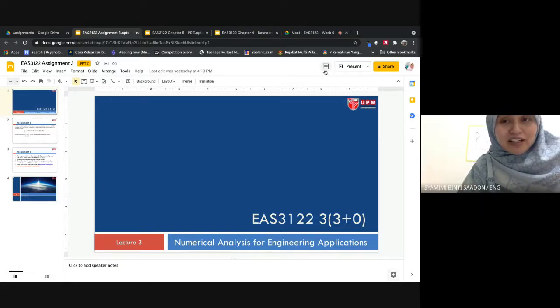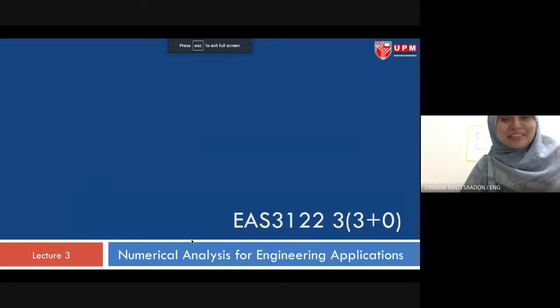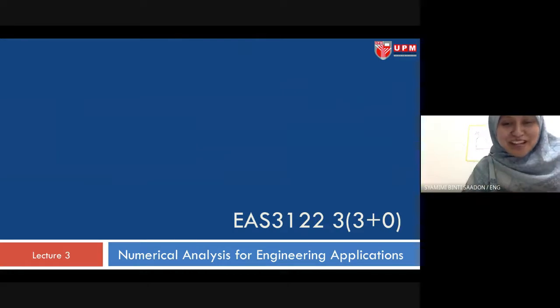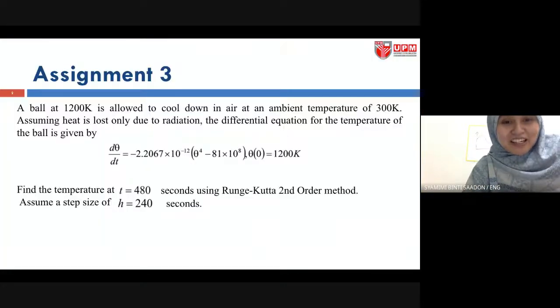So this is the assignment. You have 2 weeks, not free, 2 weeks to do the exercise and do this assignment, the third assignment. This assignment involves chapter 3, initial value problem, the Runge-Kutta method. A ball at 1200 Kelvin is allowed to cool down in air at an ambient temperature of 300 Kelvin. Assuming heat is lost only due to radiation, the differential equation of the temperature.